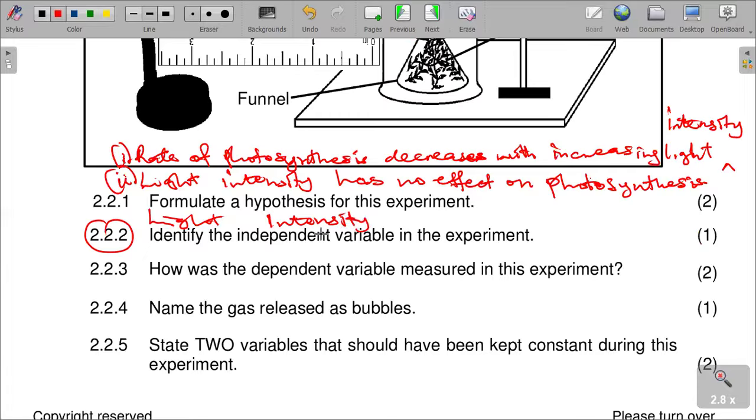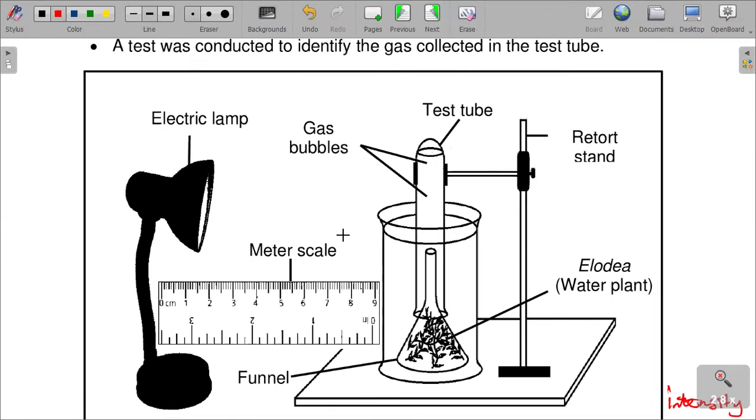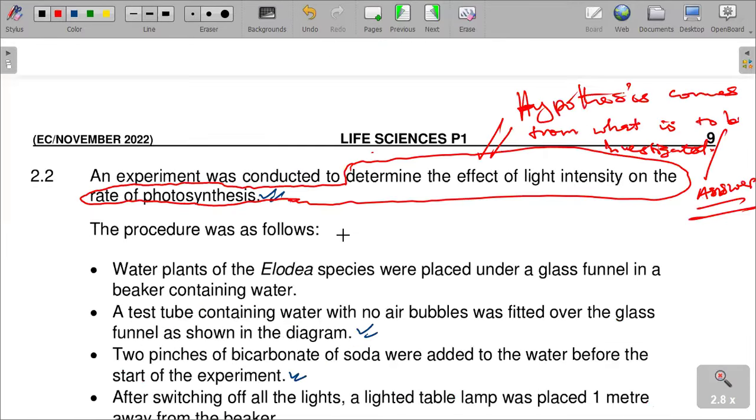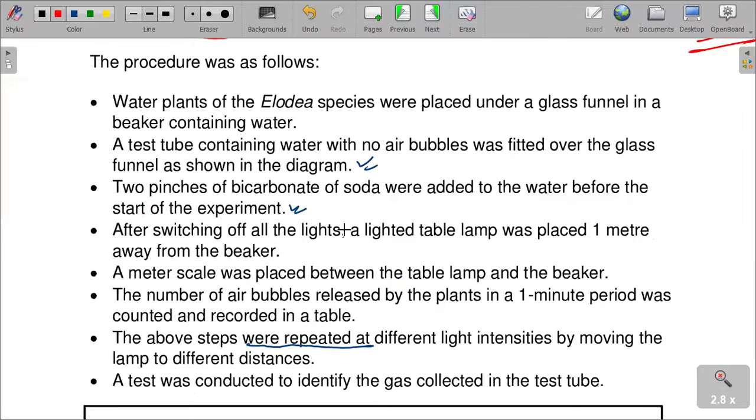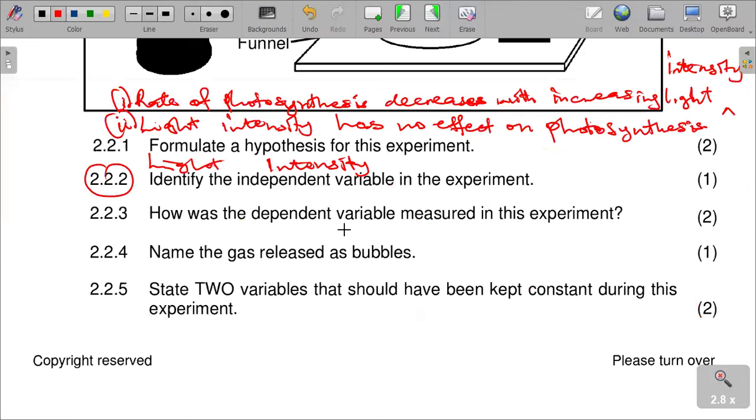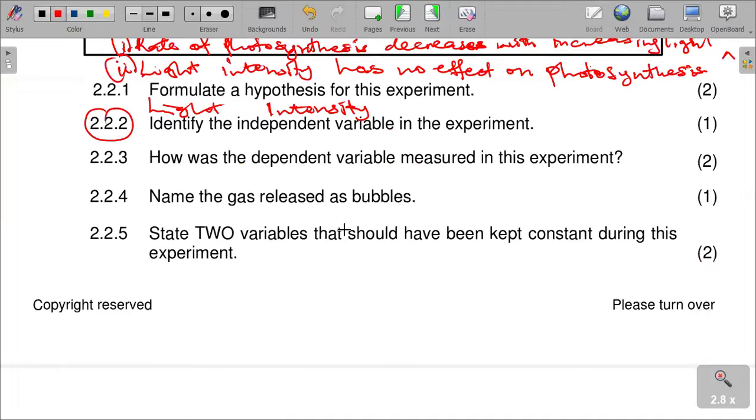Light intensity is the independent variable because photosynthesis is depending on the light intensity. Light is affecting photosynthesis. The independent variable is light intensity, to determine the effect of light on the rate of photosynthesis. So photosynthesis is affected by what? By light intensity. So the rate of photosynthesis is the dependent variable if they would ask us that.